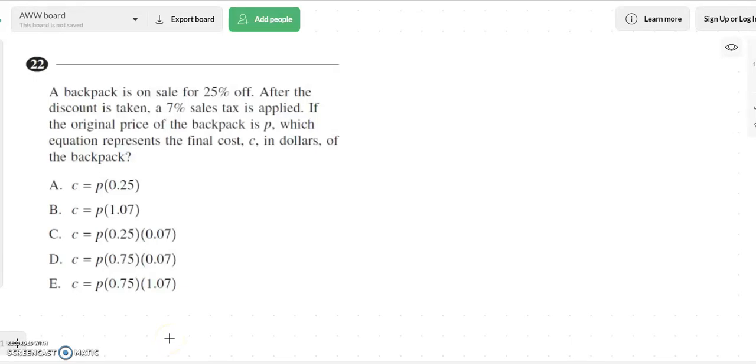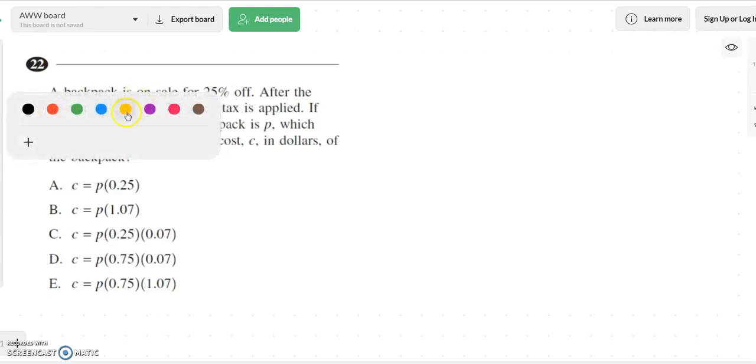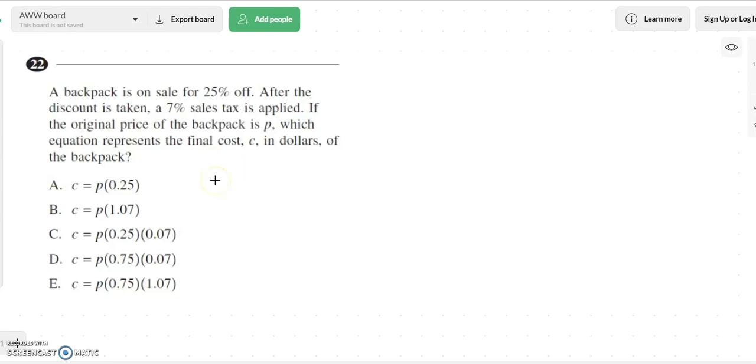We are on question 22 of FPT7 Math HiSet, and what we have here is a backpack that's on sale for 25% off, and after the discount is taken, a 7% sales tax is applied. If the original price of the backpack is P and C is the final cost in dollars, then how do we represent this in an equation?